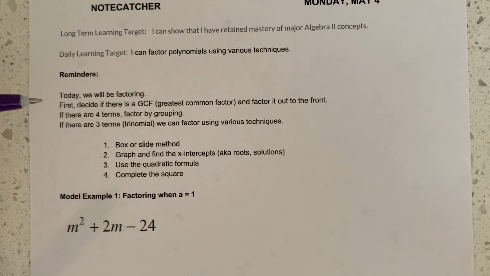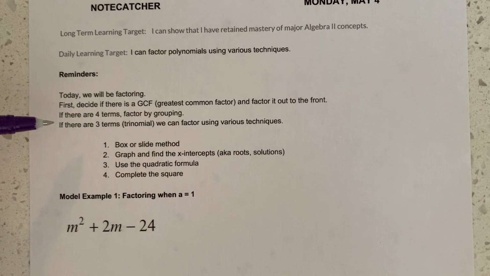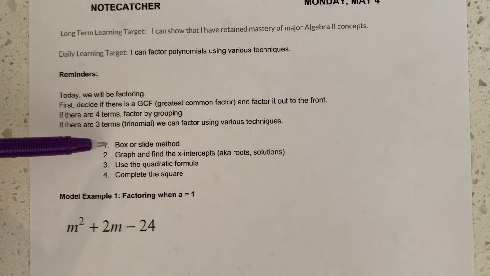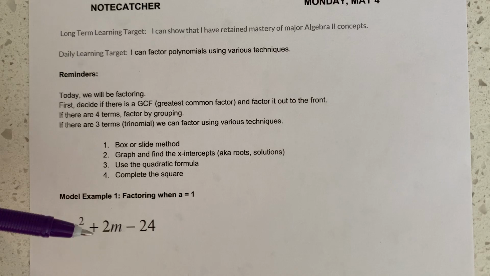First, you have to decide if there's a greatest common factor. That's always the first step. You look to see, is there a greatest common factor? If the answer is yes, then you factor that out to the front. Once you've done that, if there are 4 terms, you factor by grouping. If there are 3 terms, which is called a trinomial, then we factor using various techniques. The first method is either the box or slide method, or the traditional where you find factors.